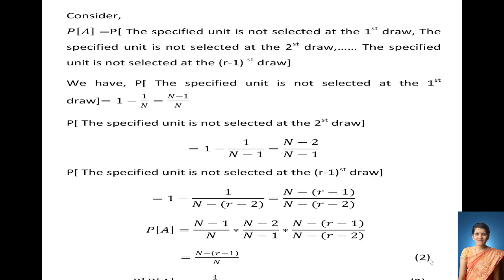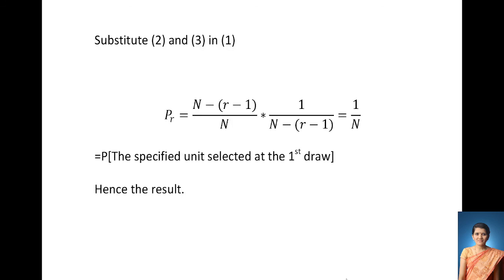This is equation 2. And probability of B given A is 1 upon N minus r minus 1. This is equation number 3. Substituting 2 and 3 in 1, we get the probability as N minus r minus 1 divided by N into 1 divided by N minus r minus 1. This term gets cancelled, so we get the final probability as 1 by N. So the probability of the specified unit being selected at the rth draw is 1 by N. Hence the result is true. Thank you.